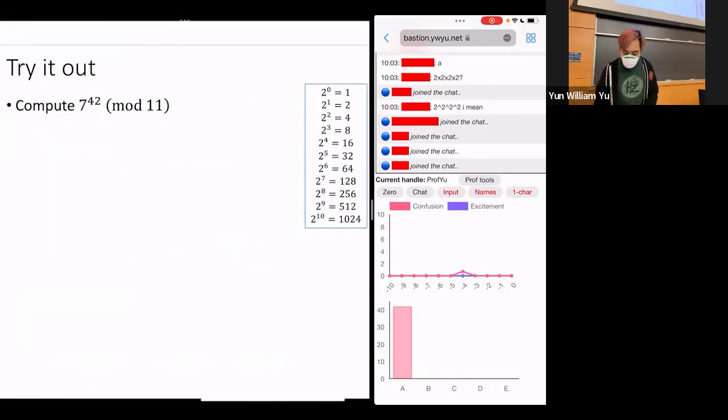I have given you a table of the powers of 2 in ordinary arithmetic. In this particular case, I think I will give this to you on future exams, so you don't need to memorize powers of 2. Although, if you're going to continue on in math or computer science, you probably should memorize powers of 2. They're super useful. But for now, I will give them to you. So let's compute 7 to the 42 mod 11. And these are your possible answers.